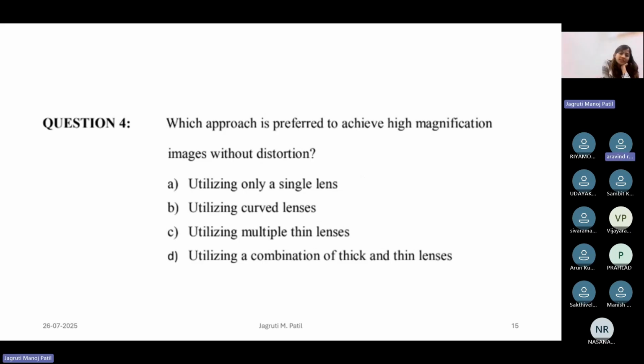Next, which approach is preferred to achieve high magnification images without distortion? Multiple thin lenses. Yeah, so you get multiple thin lenses. If you have multiple lenses, you're able to focus properly. With focusing properly, your output image will turn out to have better resolution, and you'll also be able to see at high magnifications.